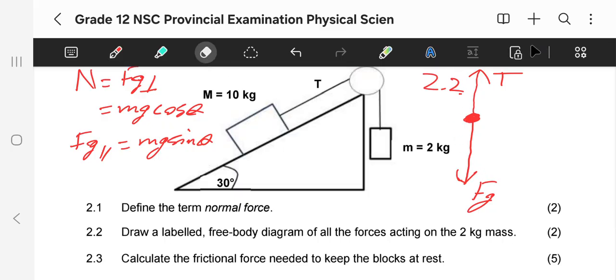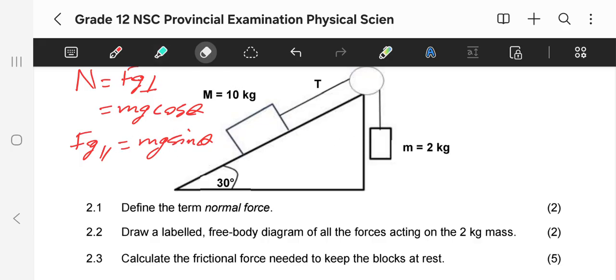Another question is 2.3. It says calculate the frictional force needed to keep the blocks at rest. The frictional force needed to keep the blocks at rest. So for this one, we will use both objects to do our calculation.